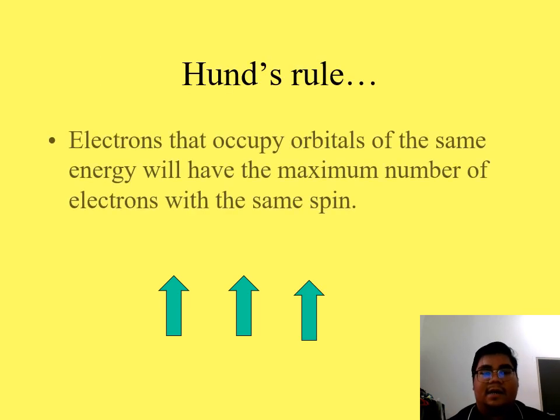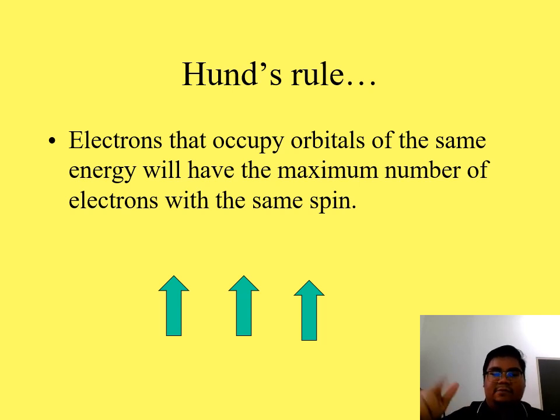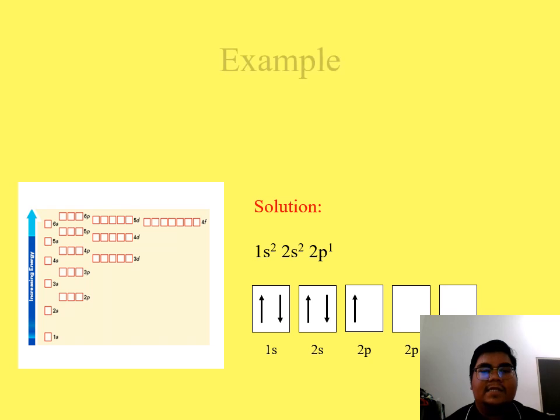And the third one is Hund's rule. Electrons that occupy orbitals of the same energy have to have a maximum number of electrons with the same spin, meaning that if there are 3 electrons in a p sub-level, they have to go in the same direction. You have to fill up each orbital first, then it goes to the opposite way. We're going to see an example of this.